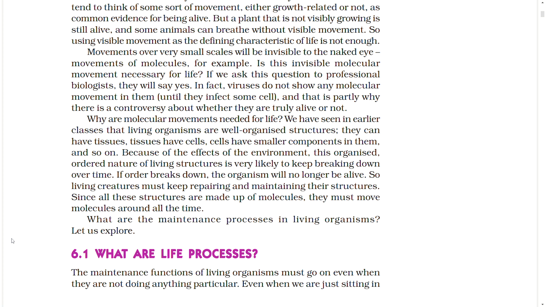What are the maintenance processes in living organisms? Let us explore.